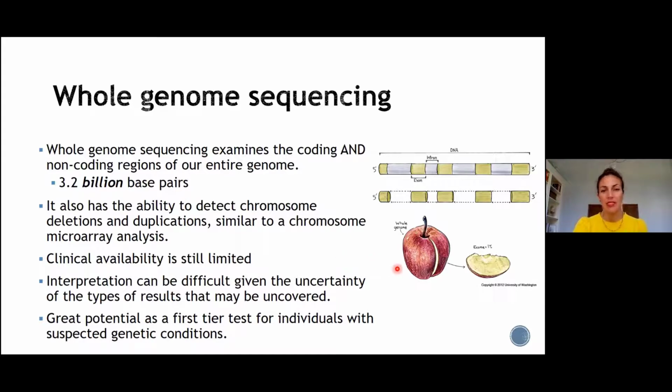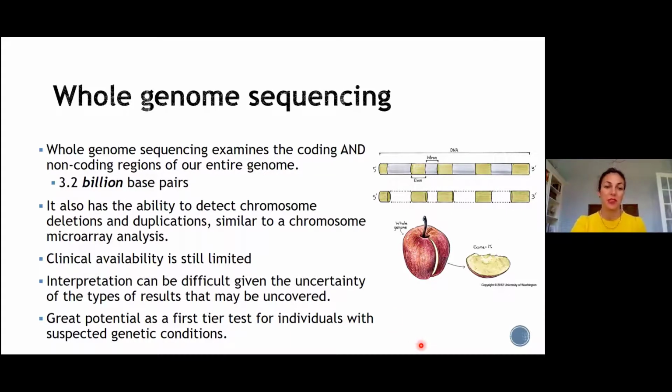It also has the ability to detect those chromosome changes as well, similar to the chromosome microarray analysis. Clinical availability of this is still limited. However, there are a few labs that do offer whole genome sequencing. And interpretation of these can be really difficult given the uncertainty of the types of results that might be uncovered. And so, for example, if you were to find a change in an intron, typically, again, since these are not coding and they usually get cut out anyway, does this affect maybe this exon, or will it have an impact on the final protein product?